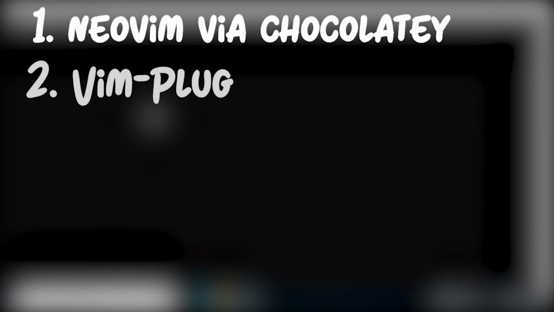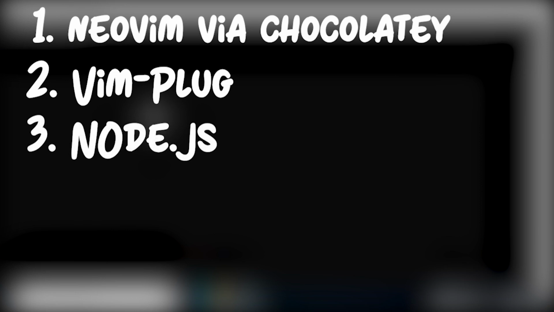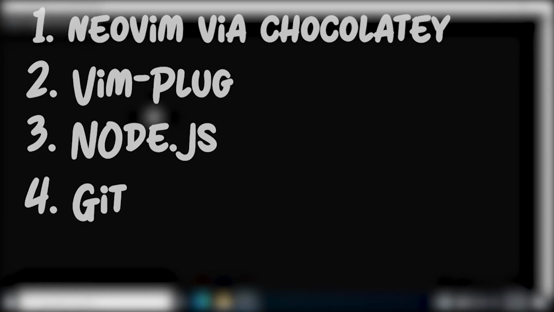Number 1, install Neovim via Chocolatey. Number 2, install Vim-Plug. Number 3, install Node.js, which is utilized by Vim-Plug. Number 4, install Git for Conquer of Completion if you haven't installed Git.